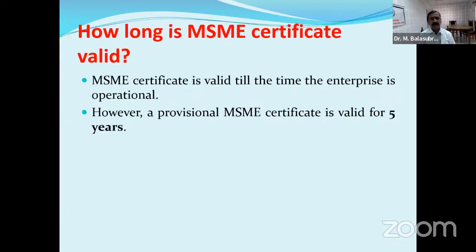How long is the MSME certificate valid? MSME certificate is valid till the time the enterprise is operational. However, a provisional MSME certificate is valid for 5 years. So when you apply new, you will be given a provisional MSME valid for 5 years. Once you do the re-registration, it is valid for lifetime until the unit is operational.